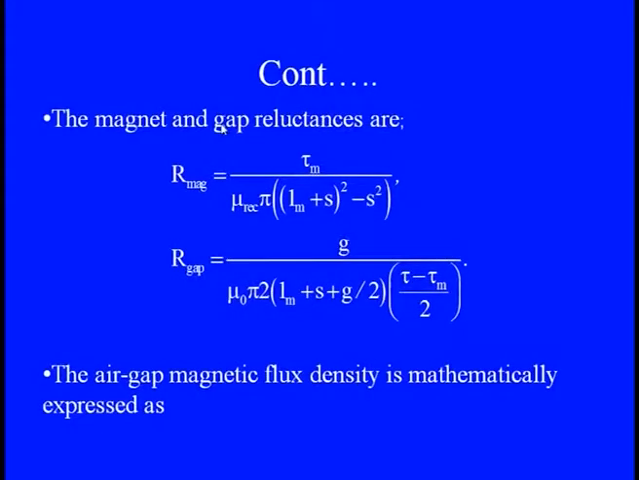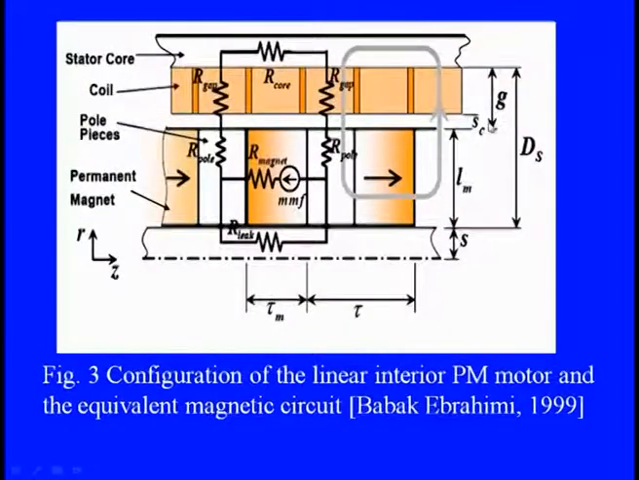So we can get to see the reluctance in the magnet and the gap part. When we talk about the magnetic reluctance R magnet, which we showed previously, it is nothing but equal to tau m divided by mu Rec pi into Lm plus s square minus s square. Or we can also get the reluctance of the gap. So gap reluctance is equal to G, how much distance there is in G. If you look at the diagram, this is my G.